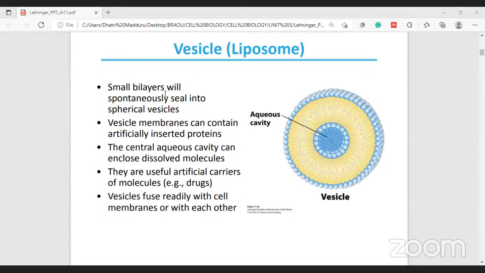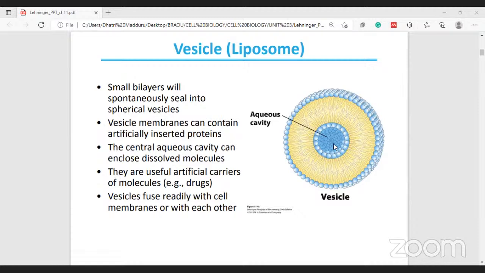Small bilayers spontaneously seal into spherical vesicles, and vesicle membranes can contain artificially inserted proteins. So we can also design what kind of lipids or proteins to use, how it should look, and what kind of molecules we have to insert. And the central aqueous cavity can enclose dissolved molecules.